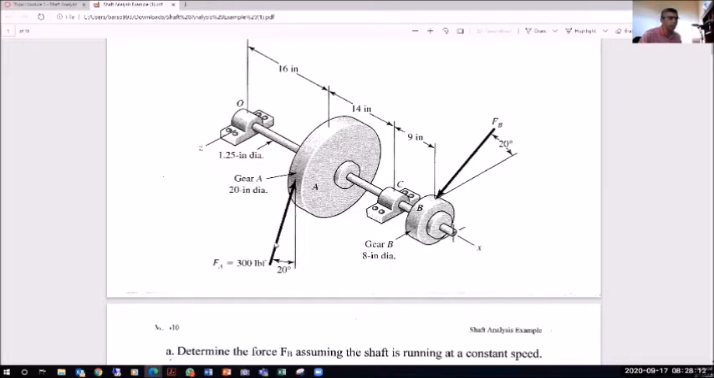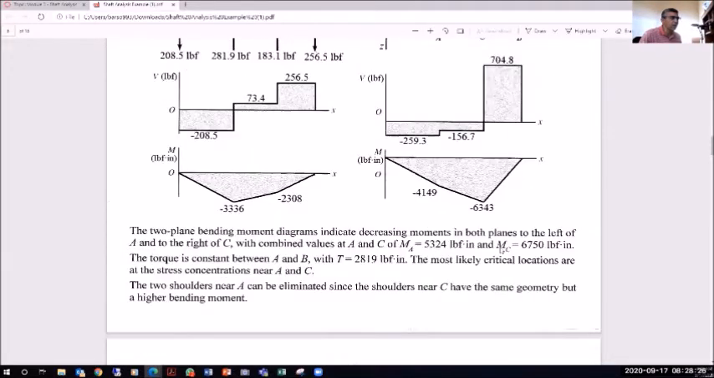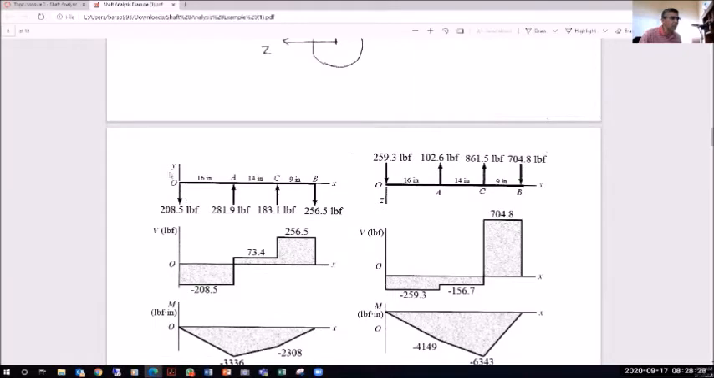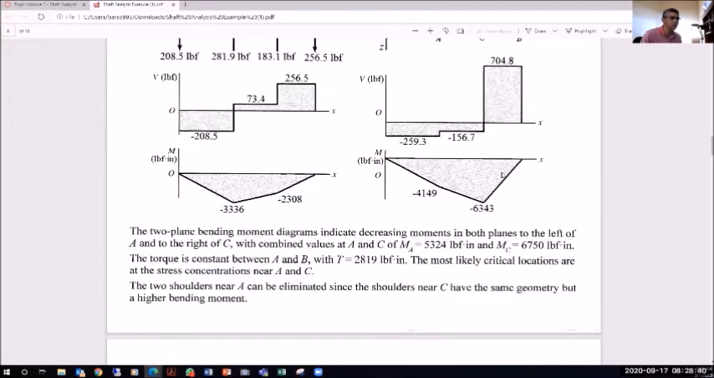So basically I had to analyze these forces into a tangential component and an axial component on each of the gears. We still had to analyze the shear moment diagram in both the XY plane and the XZ plane. And if we have any unknown forces like support reactions or tension in the belts like you had in homework 1, you needed to solve for these.